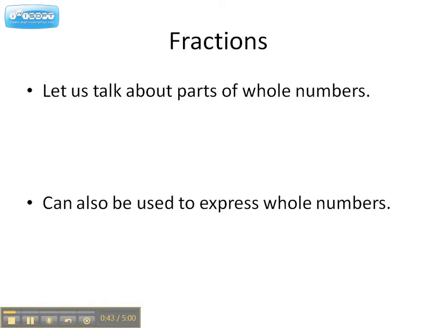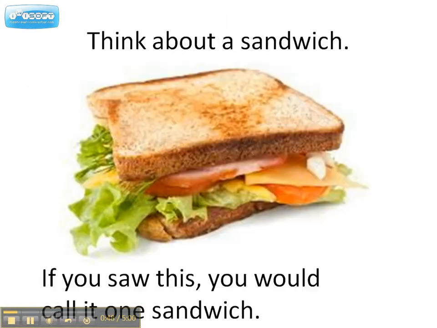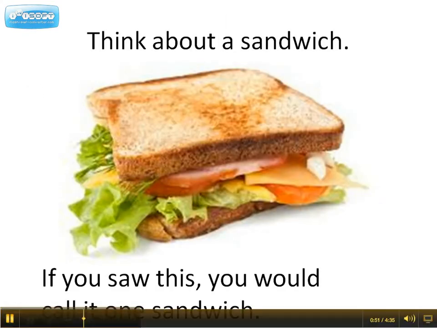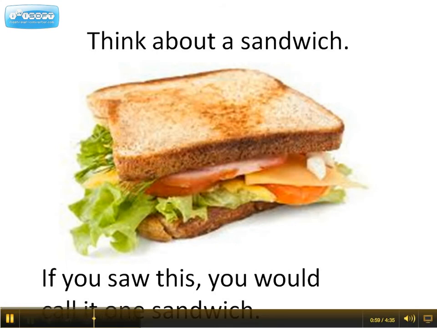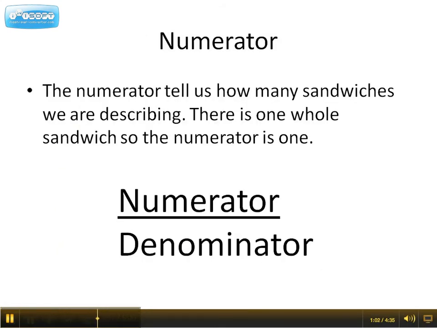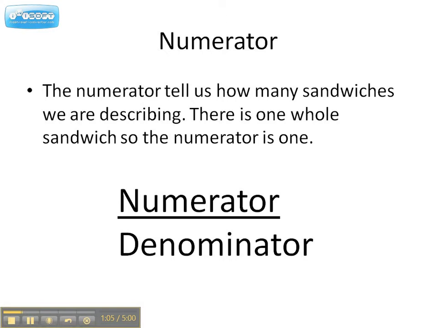Fractions let us talk about parts of whole numbers. They can also be used to express whole numbers. So think about a sandwich. If you saw this sandwich, you would call it one sandwich. You might also call it delicious, but the whole number you use to talk about it is one whole sandwich. The numerator is the number that tells us how many sandwiches we are describing. There is one whole sandwich, so the numerator, the number of sandwiches we are talking about, will be 1. The denominator is the number of pieces of sandwich the sandwich is in, which we will be talking about further.